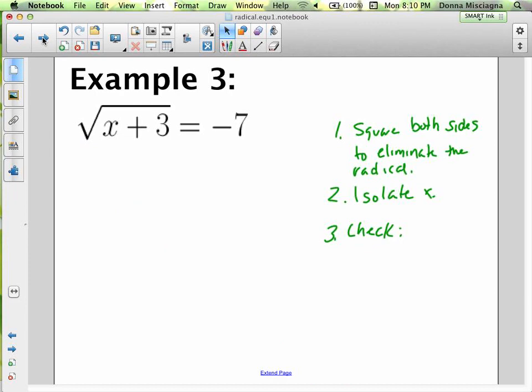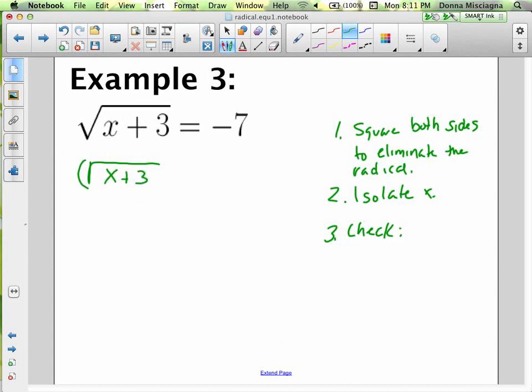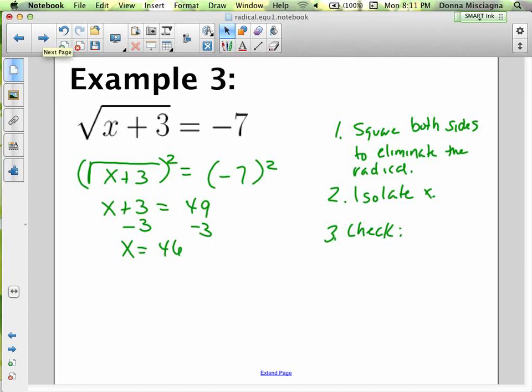All right, so let's try this one now. So we got the square root of x plus 3 equals negative 7. We're going to square both sides. Don't forget, you're going to square all of negative 7 there. So square and square root cancel, so that gives us x plus 3. Negative 7 squared is 49. Subtract 3 from both sides. X equals 46. All right, let's check our answer.